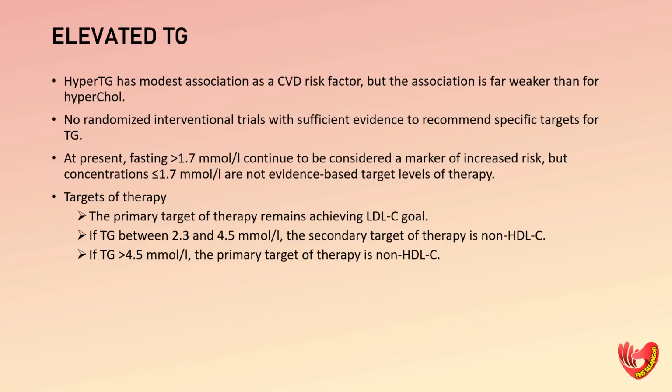The last segment of this presentation will be discussing hypertriglyceridemia. Hyper TG has a modest association with CVD risk, but the association is far weaker than for hypercholesterolemia. There have been no randomized intervention trials with sufficient evidence to recommend specific targets for TG. Four targets of therapy. The primary target of therapy remains achieving LDL-C goal. If TG is between 2.3 to 4.5, the secondary target is non-HDL-C. If TG is greater than 4.5 millimole per liter, the primary target of therapy is also non-HDL-C.